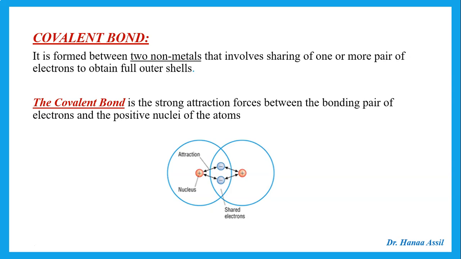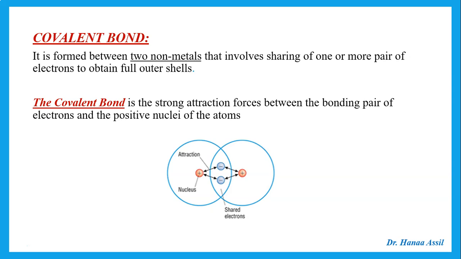So the covalent bond is the attraction forces between what and what? The electrons that are being shared, which are the bonding pair of electrons or the shared pair of electrons, and the positive nuclei of each atom. Remember that these atoms have a positive nucleus because it has positive protons. There is a strong attraction force between the pair of electrons that are being shared, which are negatively charged, and the positive nucleus of the atoms, and this is what we refer to as the covalent bond.